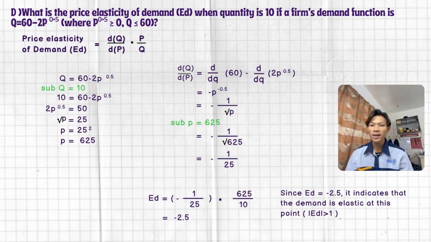Therefore, the price elasticity of demand when the quantity demanded is 10 units is negative 2.5. Since the absolute value of ED is greater than 1, we can conclude that the demand is elastic at this price and quantity level.